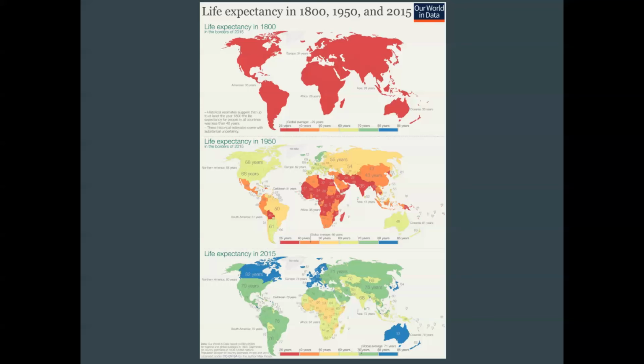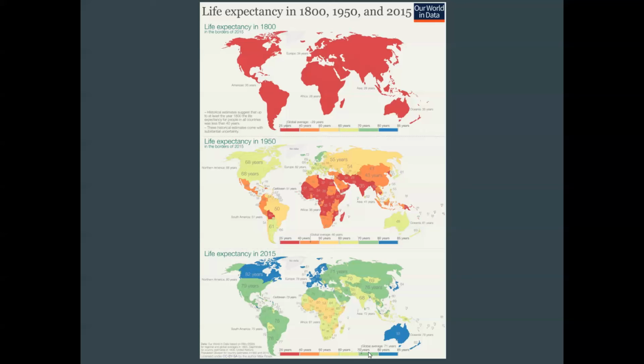Well, one of the things we can say is that if we looked at the world in 1800, essentially the entire planet, people didn't live that long. The global average is 29 years. Now, if we go forward, what we see is an amazing change in life expectancy globally. Today, in 2015, the global average was 71 years.